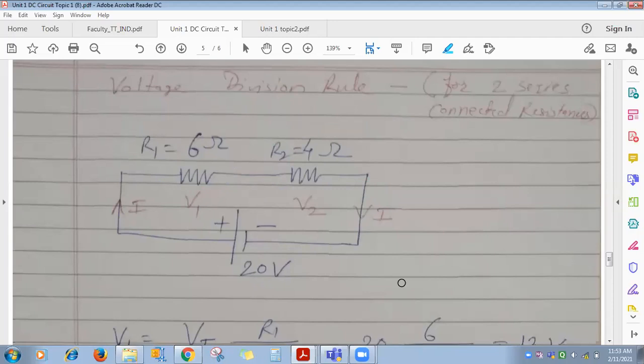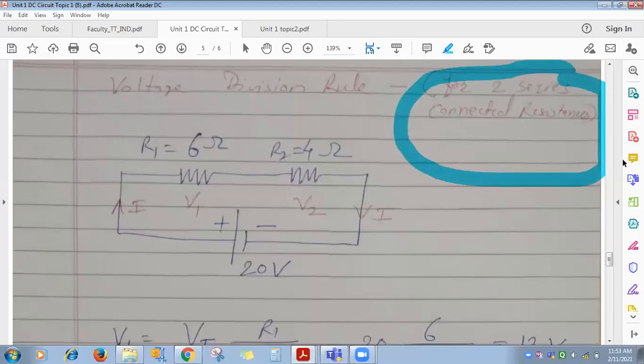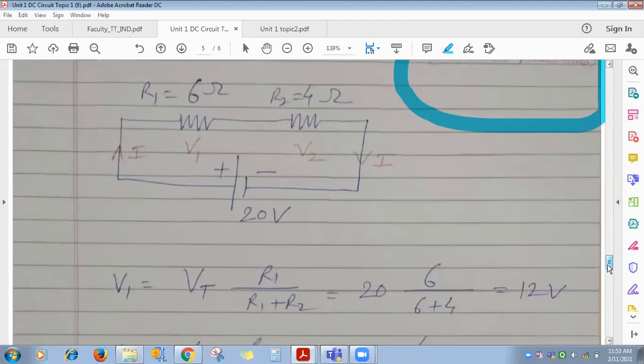First thing, for the voltage division rule, here I have written it only for two series connected resistances. The values of R1, R2 and V, the total voltage, are required. Here you can observe that there is no need to find out current in this case. If total voltage, R1 and R2 are given, then no need to find out current here.